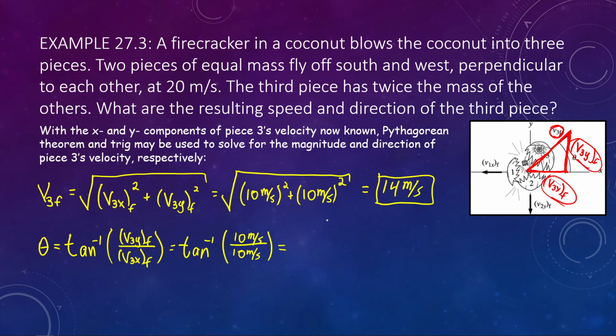Which comes out to be 45 degrees. So our overall answer that we finally arrived at is that piece 3 is going to go flying off at 14 meters per second, 45 degrees above the x-axis. There's your full solution. So it takes quite a bit of work, and again, there are subscripts everywhere.